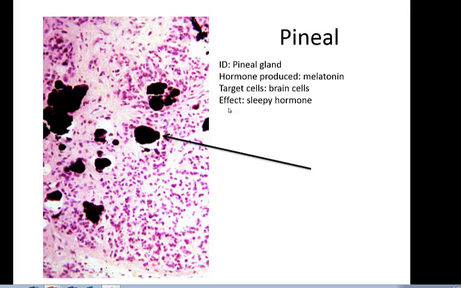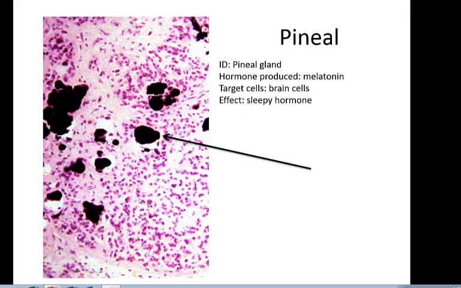You have to identify the actual endocrine organ, you have to know the hormone that's produced, you have to know the target cells that the hormone affects or lands on, and you have to know the effect of the actual hormone. And so this is the pineal gland, and the hormone that this gland releases is called melatonin. And melatonin goes out and it latches on to the brain cells, and what it tells the brain cells to do is basically start to become sleepy. So we call this our sleepy hormone. I don't know who calls it that, I do. So it's your sleepy hormone and causes you to be sleepy.